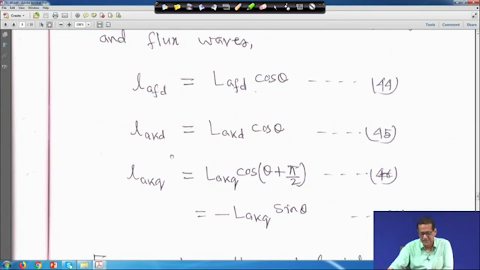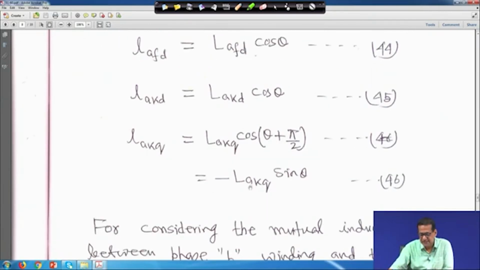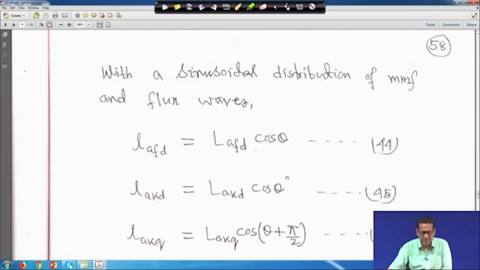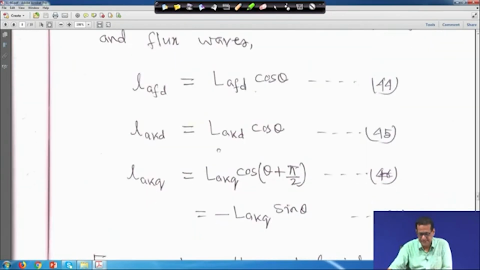Similarly, on the quadrature axis, you have only that armature winding. So, small LAKQ will be capital LAKQ cos theta plus pi by 2, because the angle between the direct axis and quadrature axis is 90 degrees. That is why it is cos theta plus pi by 2, which is equal to minus capital LAKQ sin theta. This is equation 46, right. So, this is the mutual inductance between stator and rotor, this expression.